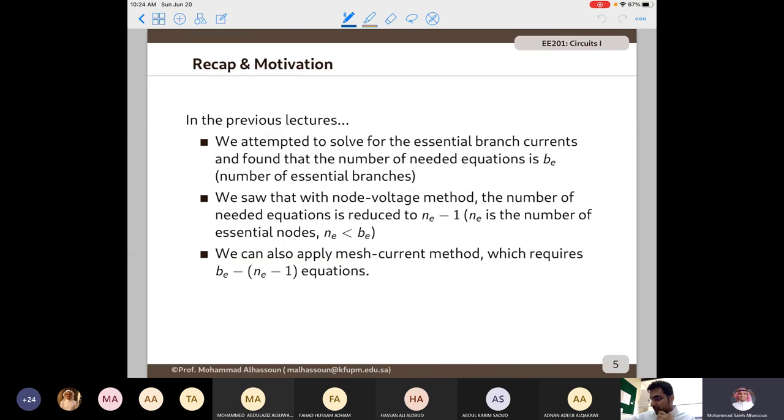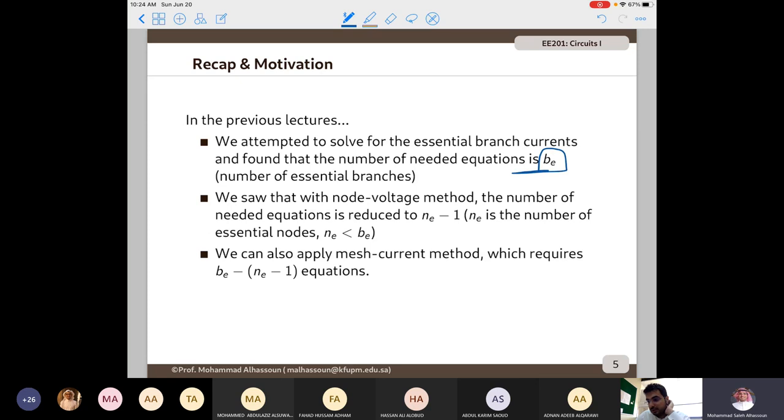So if you recall in the previous lectures, we started with the ways and methods to simplify circuit analysis. We said that we use KVL, KCL and Ohm's law, and we saw that everything works with KVL and KCL. But the problem is if we increase the size of the circuit, the direct application of KVL, KCL, and Ohm's law will be rather complicated. So basically what we're trying to find is the essential branch currents, or the current in each essential branch.